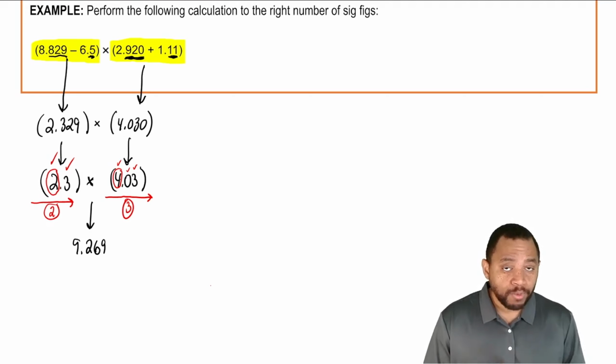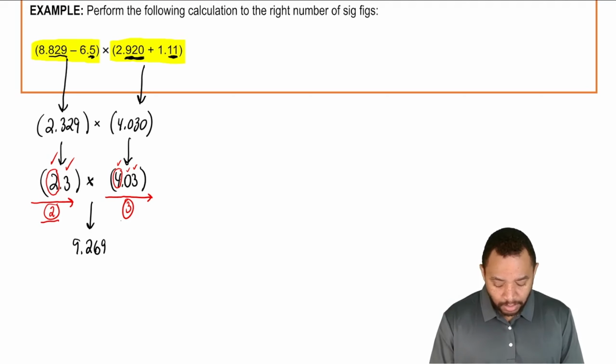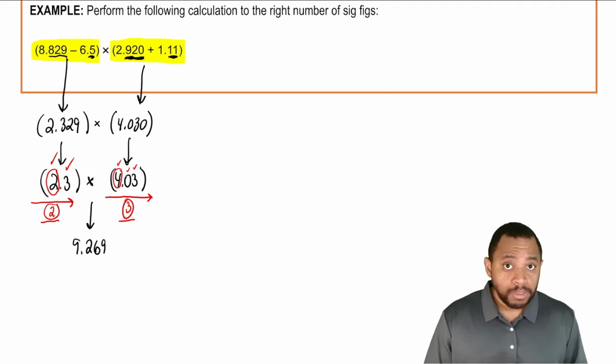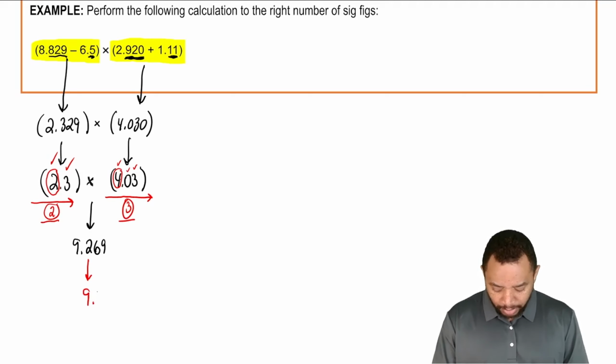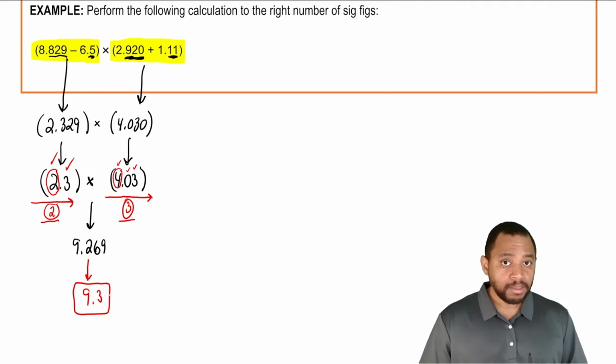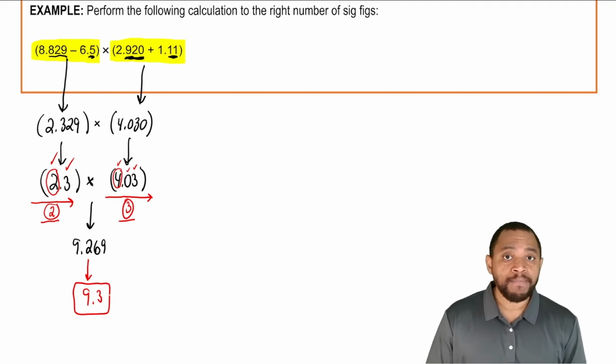Least number of sig figs will be our final answer. This has 2, this has 3. The least number of sig figs would have to be 2. So now that would mean my answer of 9.269 has to change to 9.3 because this has 2 sig figs. So for this problem, our final answer will be 9.3. Our final answer has 2 significant figures.